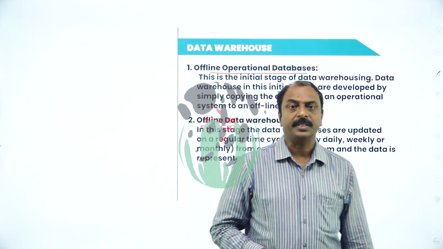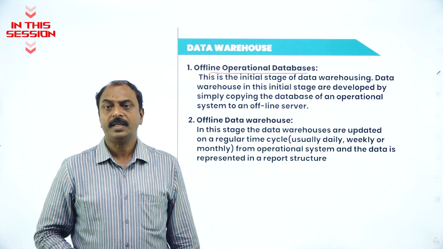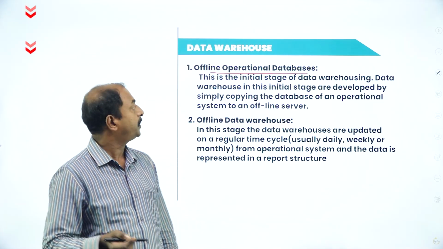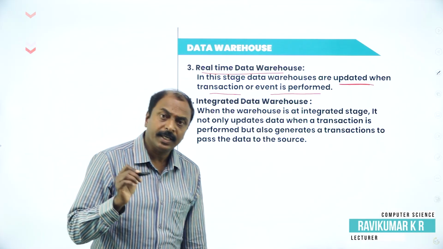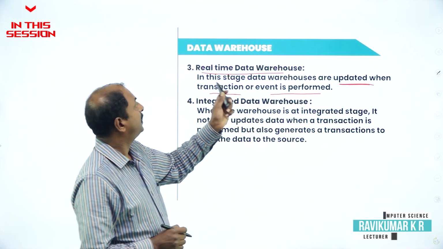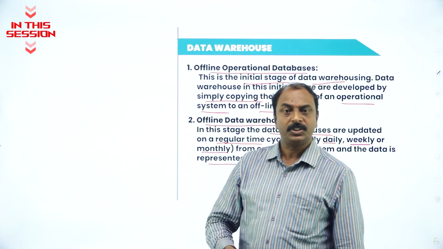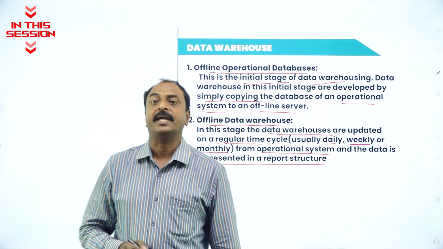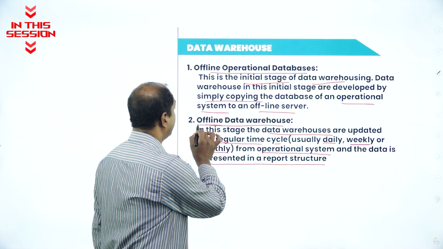Data warehouse is nothing but a collection of data, and it is stored in one particular computer or at one location. Whatever the data is updated, it will be immediately reflected in the database. That is the real-time data warehouse. The database in offline systems are updated at regular intervals because it is not online, it is offline.